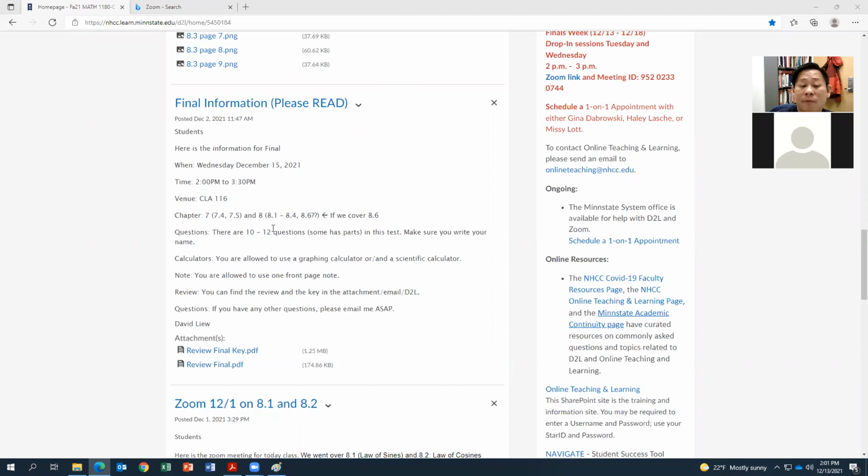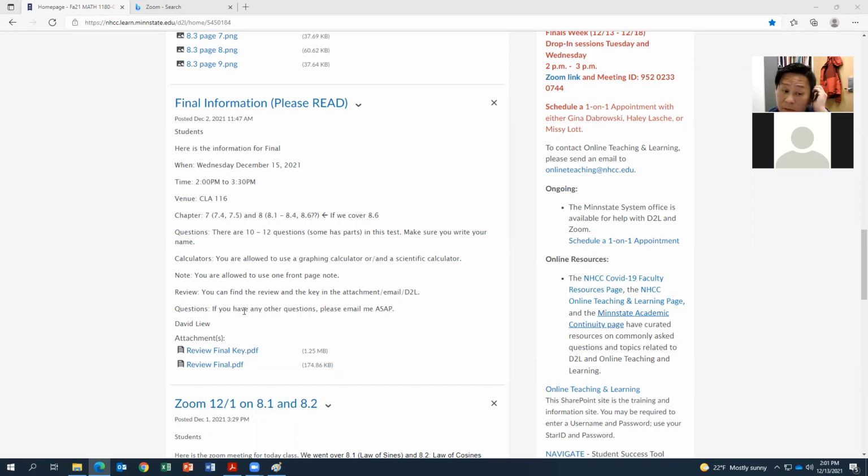There are around 10 to 12 questions in your finals. Some of the questions have A, B, C, D parts. You are allowed to use a graphing calculator and a scientific calculator. You can use both calculators if you want to. You are also allowed to use one front page note. So that's for everyone, so make sure you guys have all your formulas in this one front page notes.